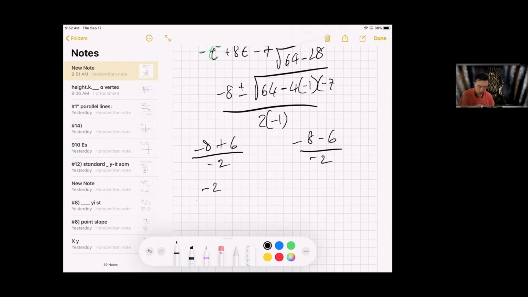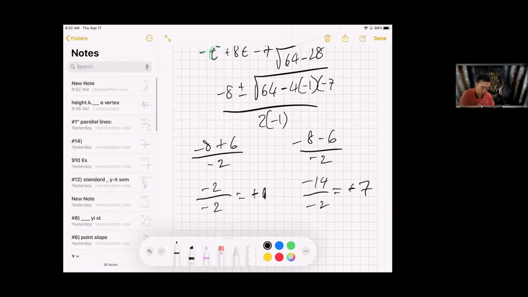So that gives me negative 2 over negative 2, and negative 14 over negative 2, which gives me negative 1 and, I'm sorry, positive 1 and positive 7.